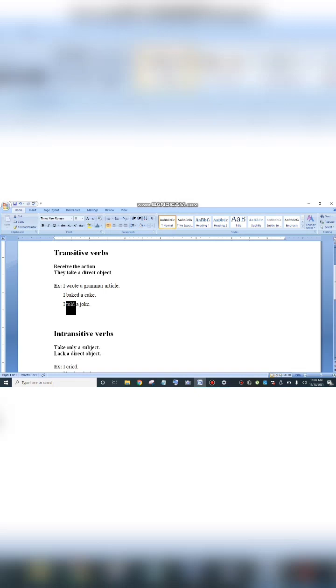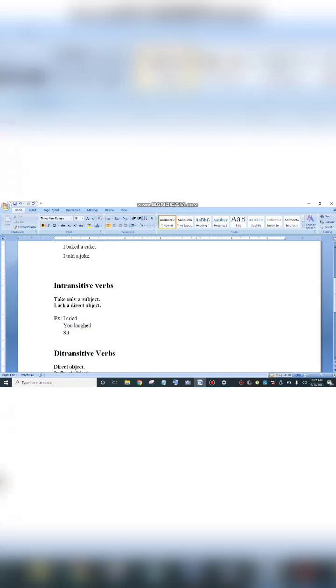So we can say that in transitive verbs a direct object is necessary to them, as here. Got the idea? Just remember the two things: transitive verbs always receive the action and they take a direct object. Just that's for the transitive verbs. Now come to the intransitive verbs.